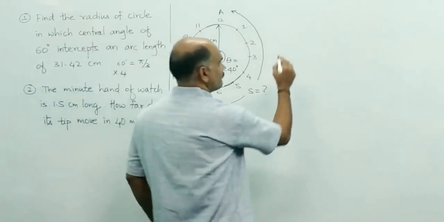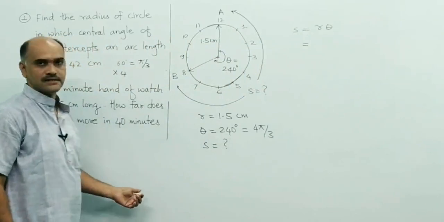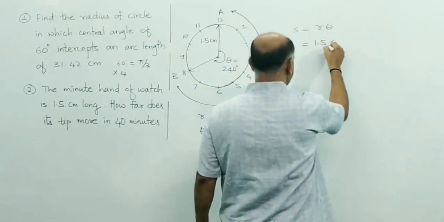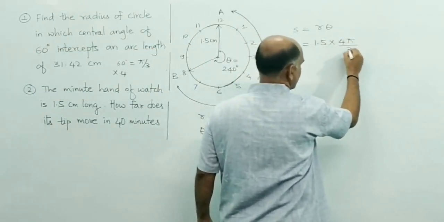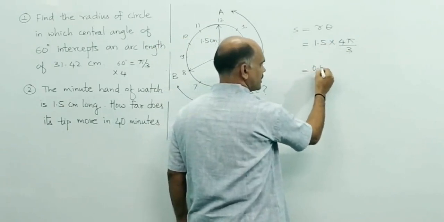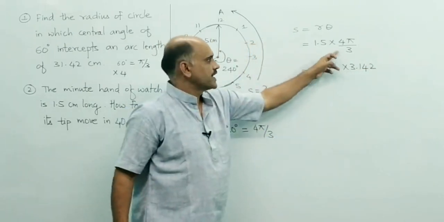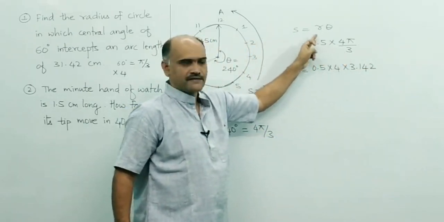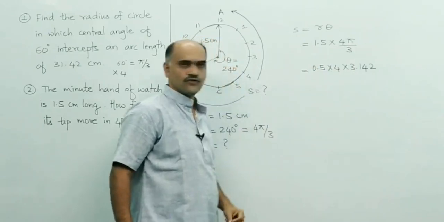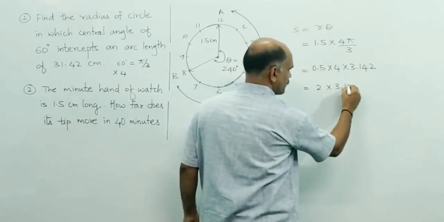So again the formula, length of an arc, S is equal to R theta. Now substitute the values. R is 1.5 centimeters. Theta is 4 pi divided by 3. So if I simplify, 3 5s are 15, so 0.5 into 4 into 3.142. So the 3 I have cancelled. 4 as it is. Pi value is 3.142. So 0.5 into 4, you will get 2 into 3.142.